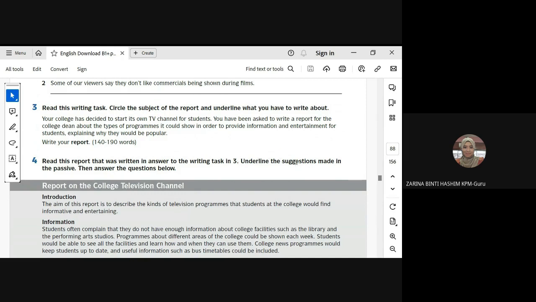Underline the suggestion made in the passive. Okay. So you have to identify the suggestion and also underline them. So the suggestion is written in the passive. Okay. And then answer the question below.